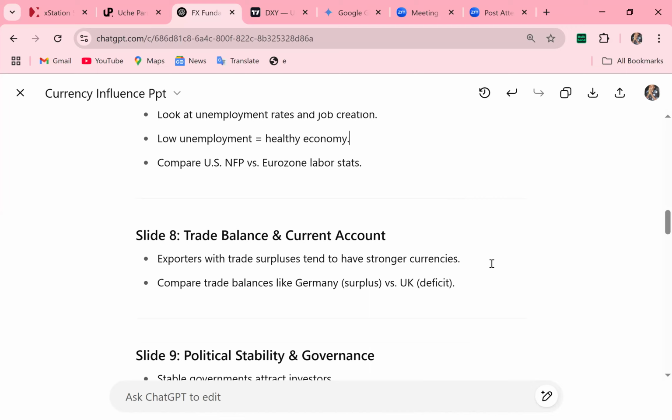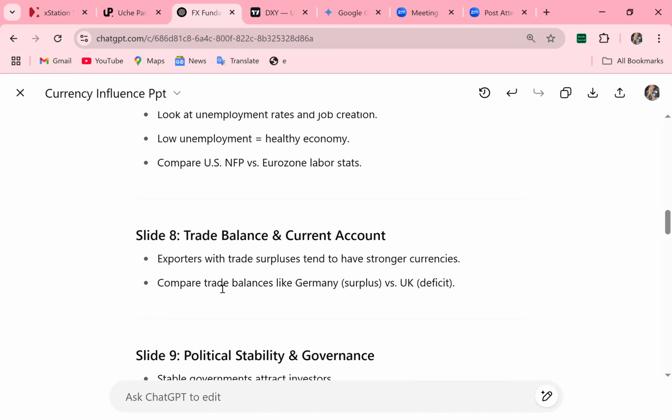Then we now talk about trade balance, which is also very common, or current account. You know that exporters with a trade surplus tend to have strong currencies. And we can compare the trade balance of Germany, which has a trade surplus, with the UK. That is when you want to navigate cross currencies like Euro, GBP. And if you don't want to trade cross currency, you can also use the same comparison with other normal major currency pairs that you want to trade by comparing their distance.